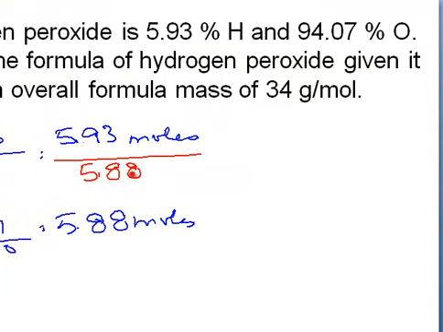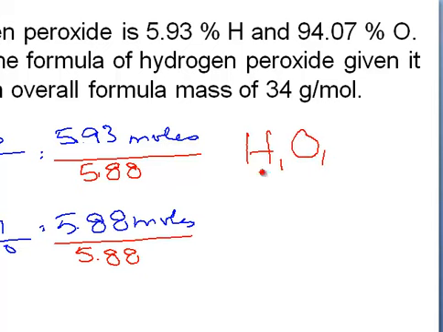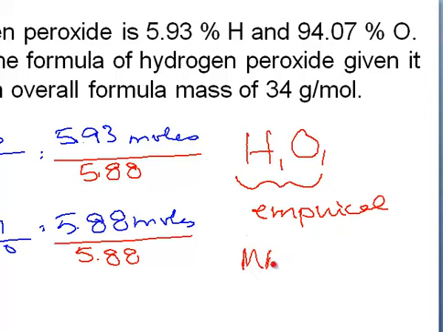You can see where this is going, can't you? Basically, it is H1O1. This is the empirical formula for hydrogen peroxide. Its molar mass is 17.00. Now this is my molar mass they gave me.